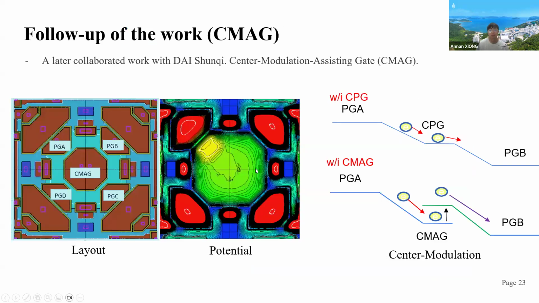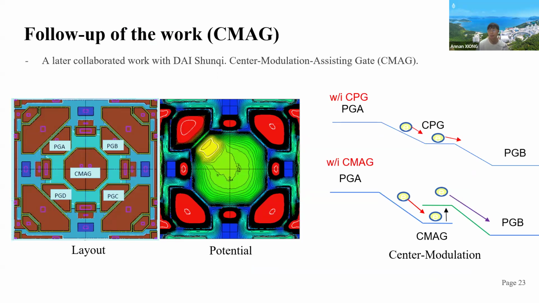This slide shows the follow-up of this work. Later, a collaborative work with another senior student further developed this technology. We used a foundry technology together with a new technology called Center Modulation Assisting Gate, CMAG. It can further boost our modulation contrast.